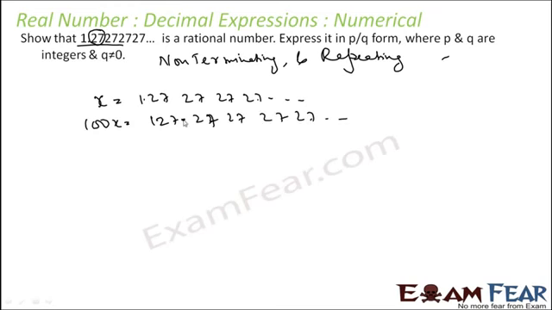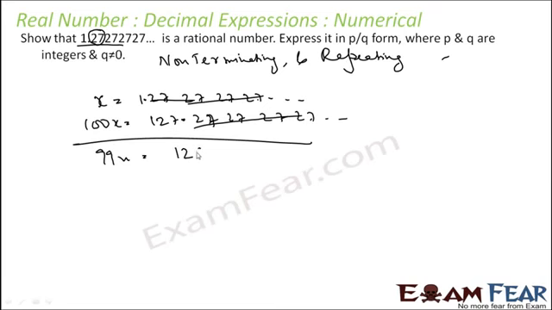In this case, you see that the digits after the decimal are the same in both cases, so I can easily subtract. So 100x minus x is 99x, and this becomes 127.27 minus 1.27. The decimal portions get cancelled when you subtract. So you get 127 minus 1, that is 126.